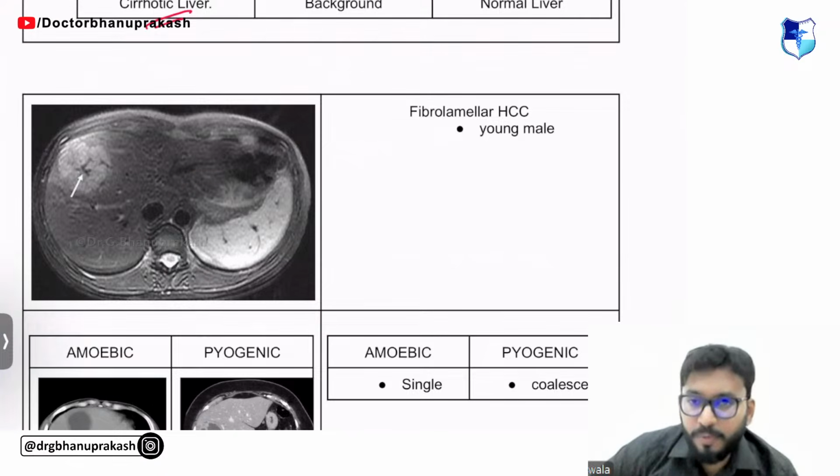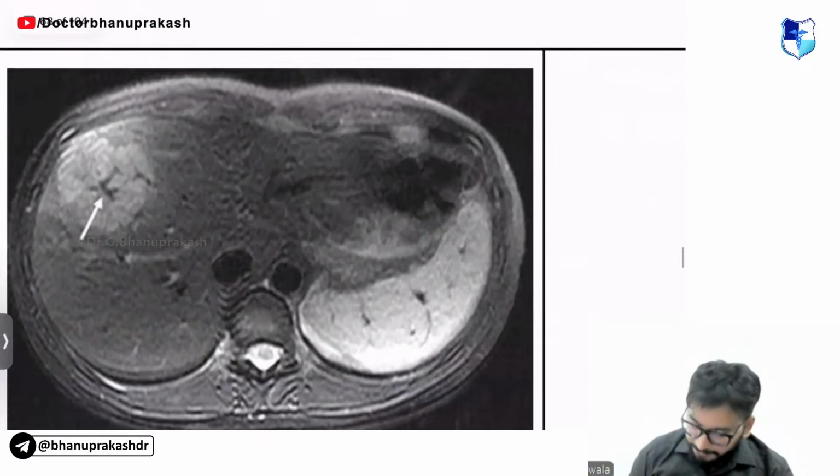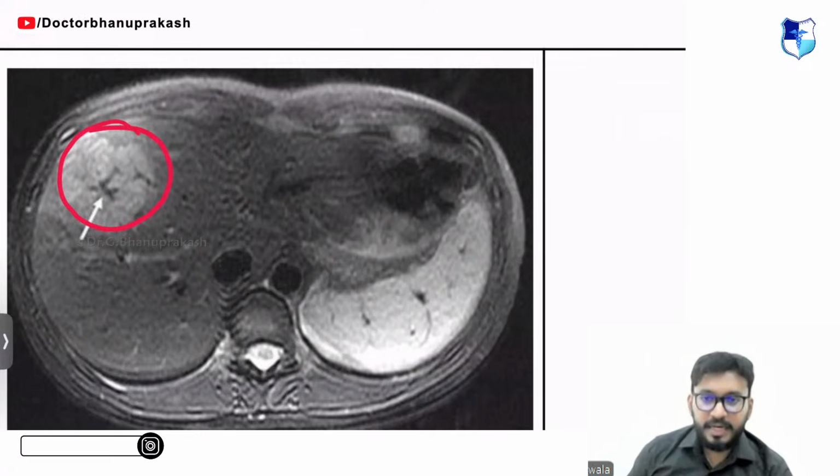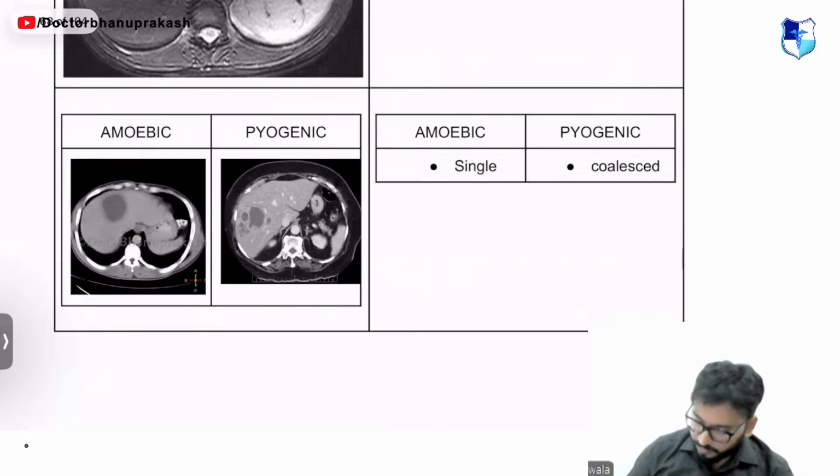Fibrolamellar HCC, guys. Young males, central stellate scar. Can you see this? Young male, central stellate scar. These are the 2 points for the fibrolamellar variant of HCC.